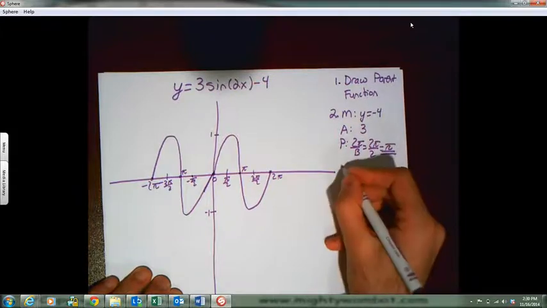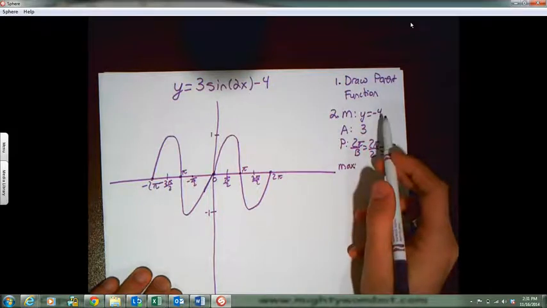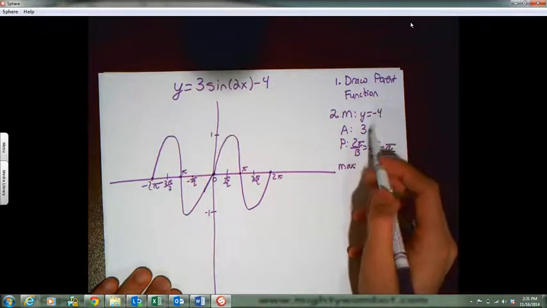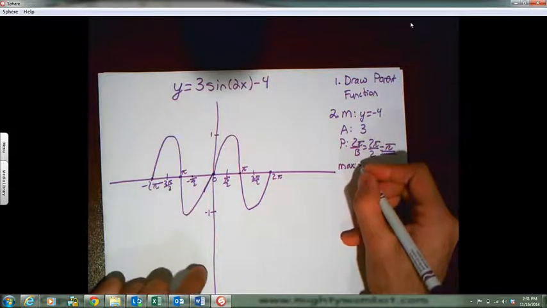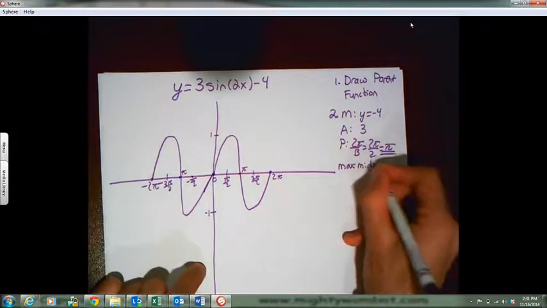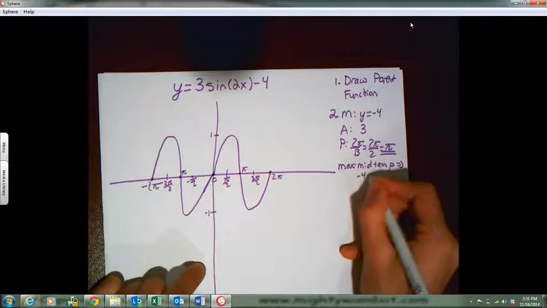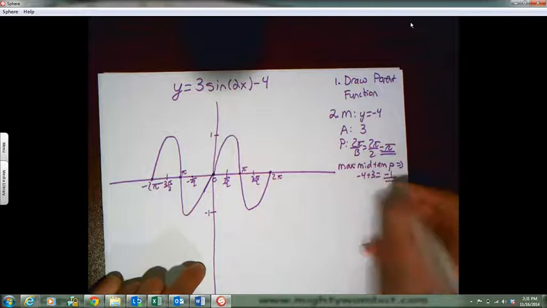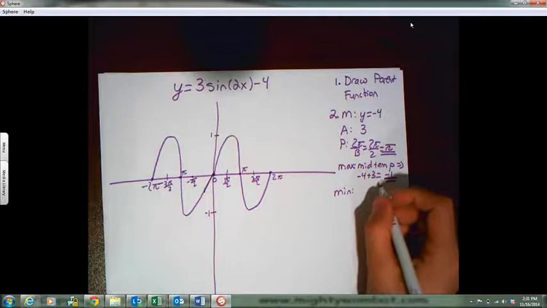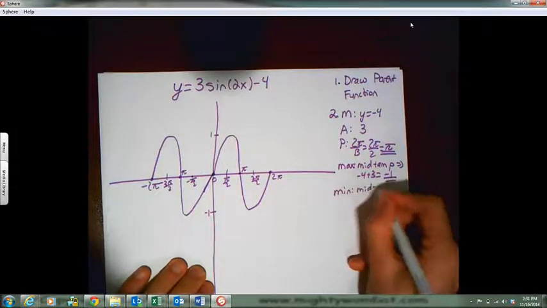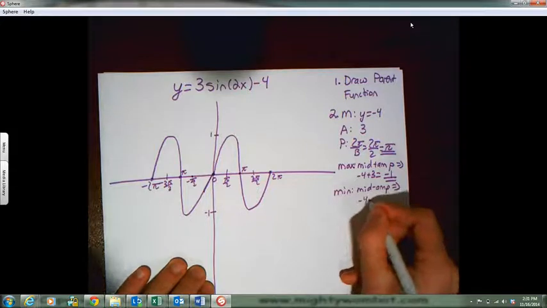The max: remember that midline plus amplitude gives you the maximum. So the midline is negative 4, the amplitude is 3, so the max is negative 1. The minimum is midline minus amplitude, negative 4 minus 3, negative 7.